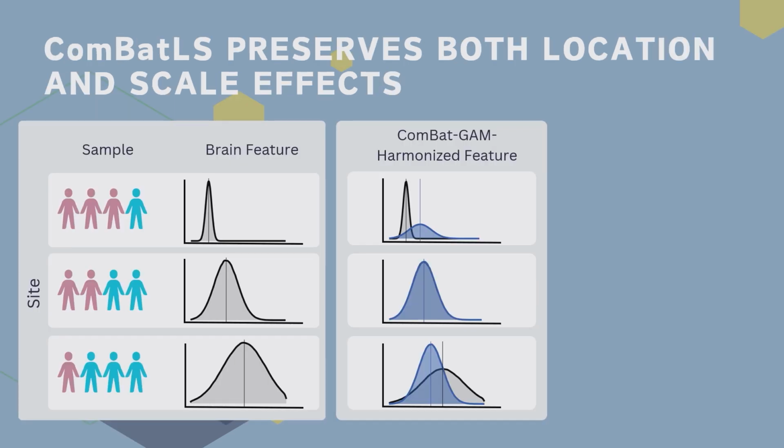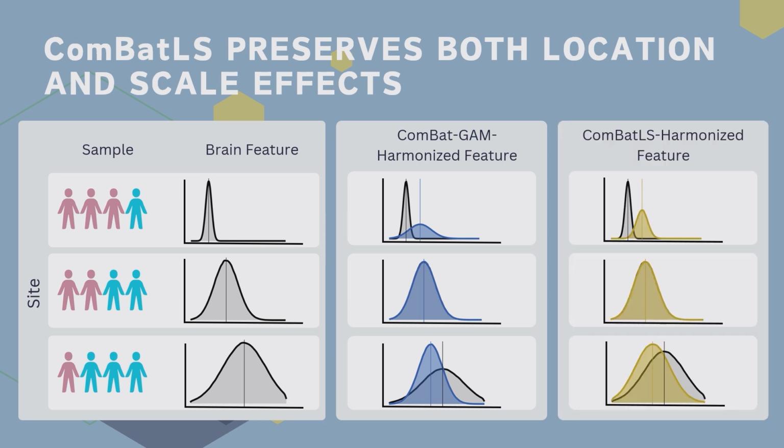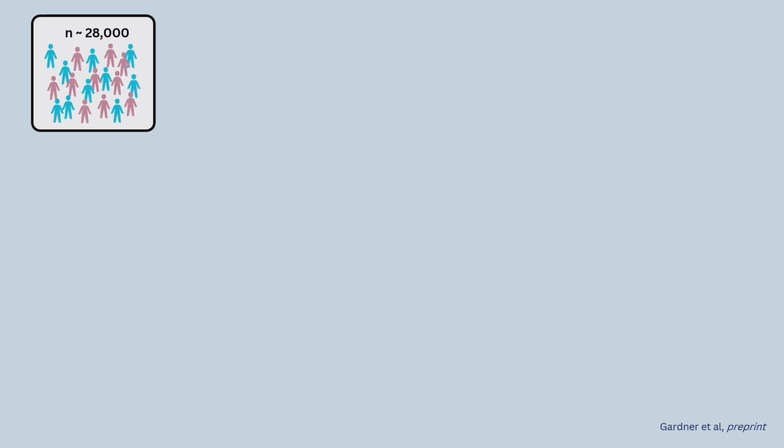So returning to our example, if we're harmonizing with ComBatGAM, it's going to force all of these sites to have the same variances. And then the idea of ComBatLS is that it will preserve sex's effects on scales, which again, we're going to need in order to create accurate brain charts.